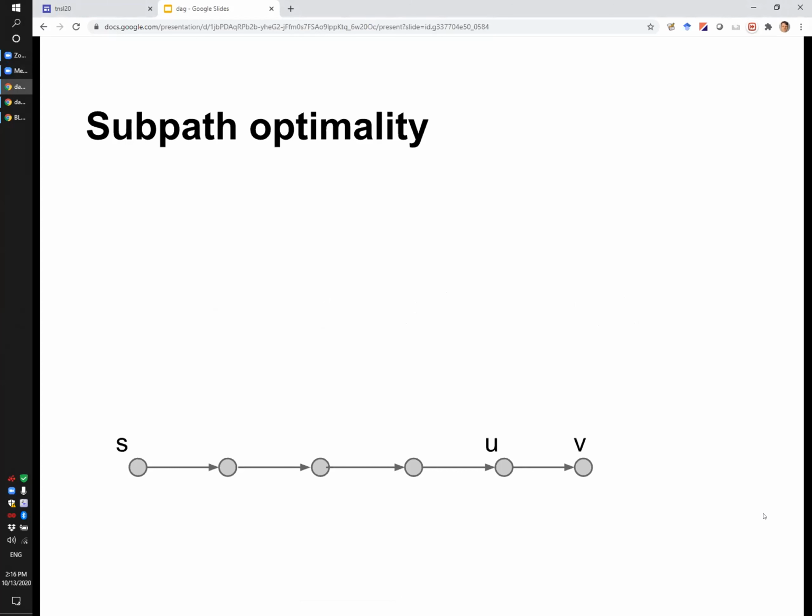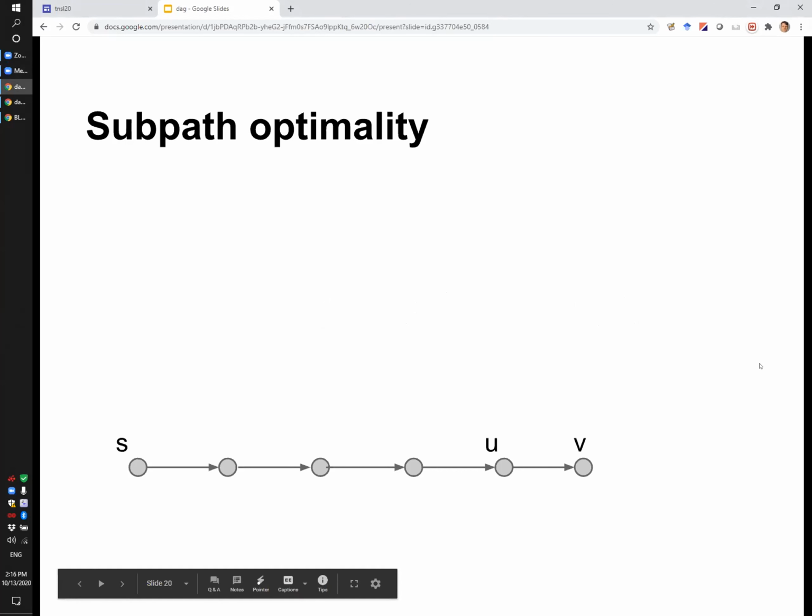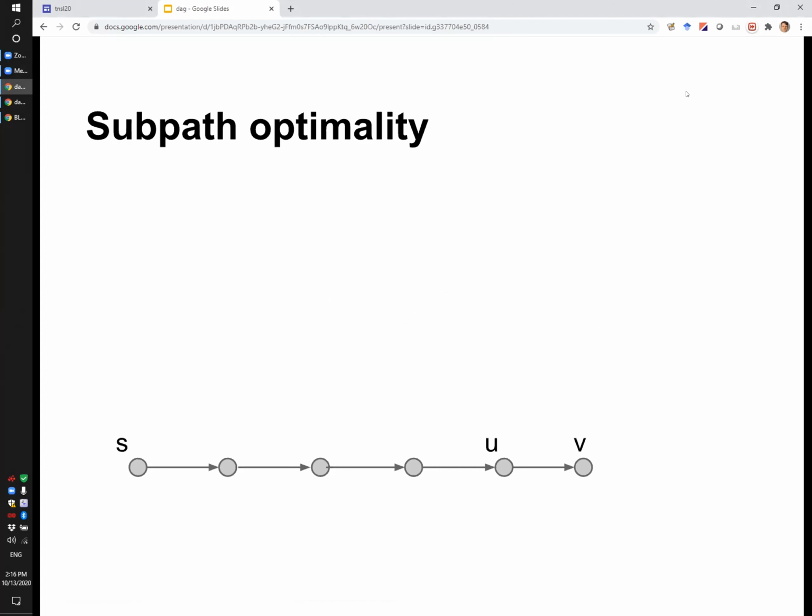So we want to find the longest path in a directed acyclic graph. And one question that we may ask ourselves is the following. Suppose we know that this is the longest path from S to some node V.